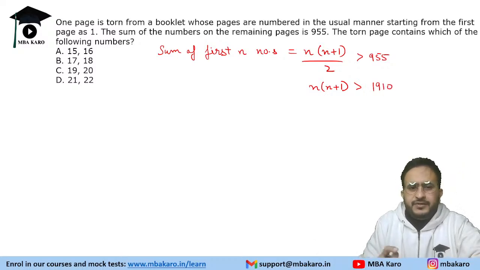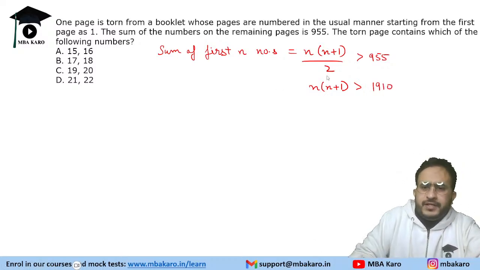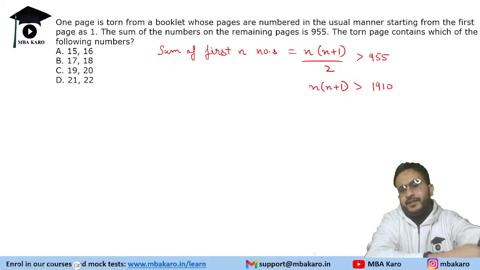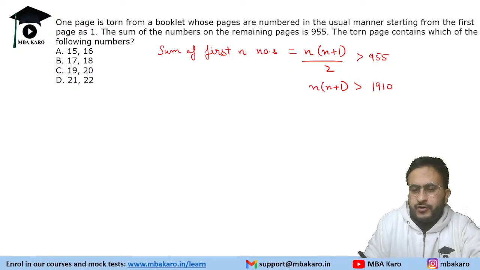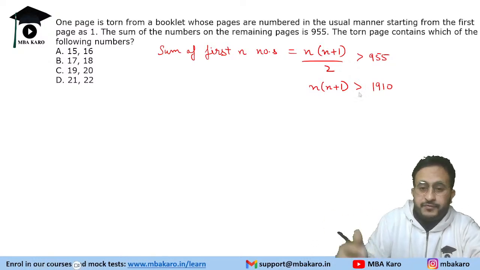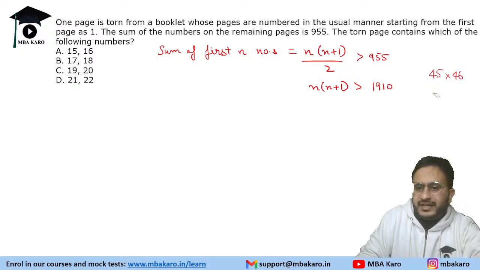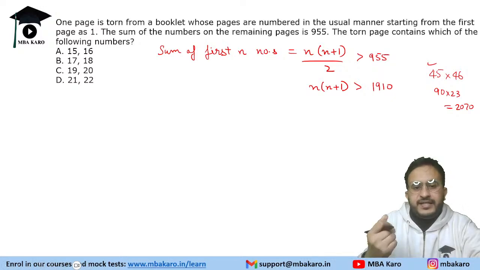So by hit and trial, you will have to think of some number. Okay, it should be in the 40s, of course, right? 40 because 40 squared is 1600. So in the 40s. Now what will be that number? If you take 45, so suppose we take 45. So 45 into 46 is basically 23 into 90, that is 2070. Okay, so 45 is satisfying, but we will see the least number that should be greater.